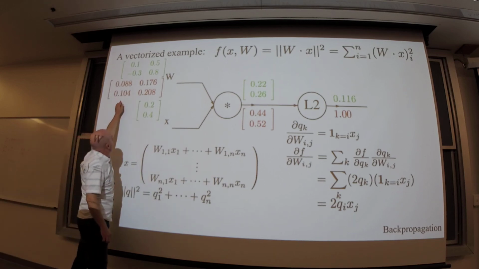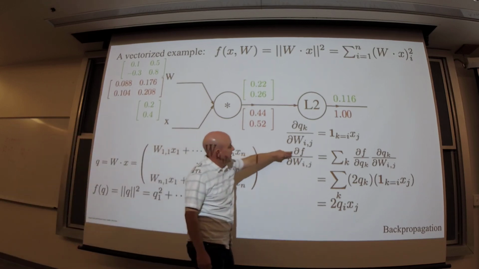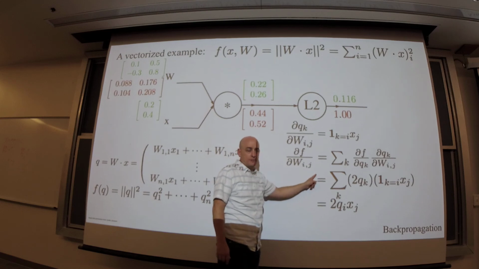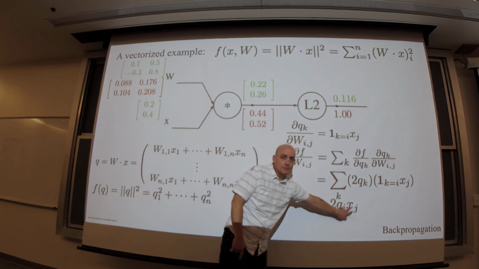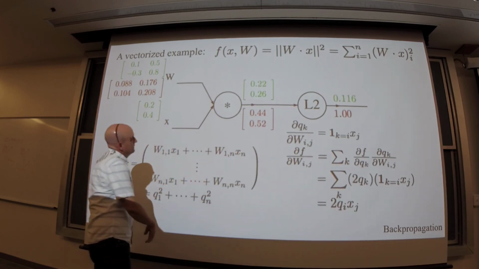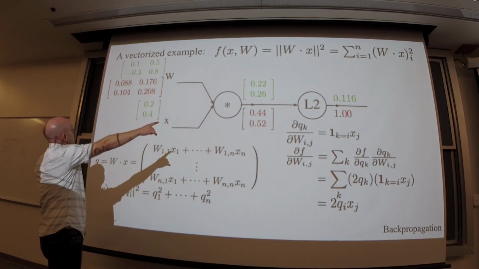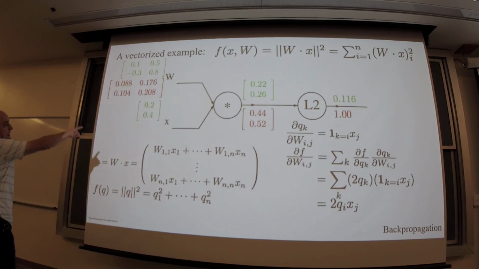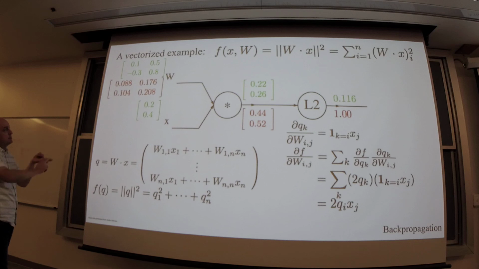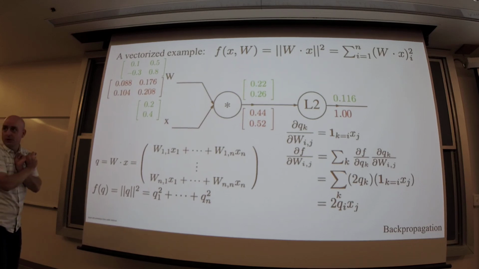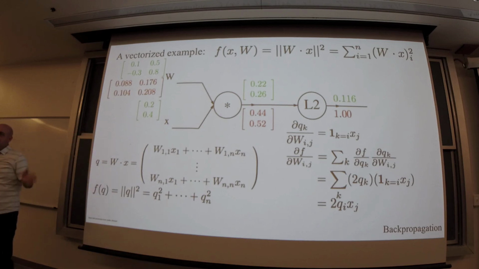So this one right here is partial of f with respect to W2,1. So this would be 2 times Q2 times X1. And Q2 is 0.26, and X1 again is 0.2. So you have 0.26 times 2 is 0.52 times 0.2 is 0.104. And yeah, that makes sense.